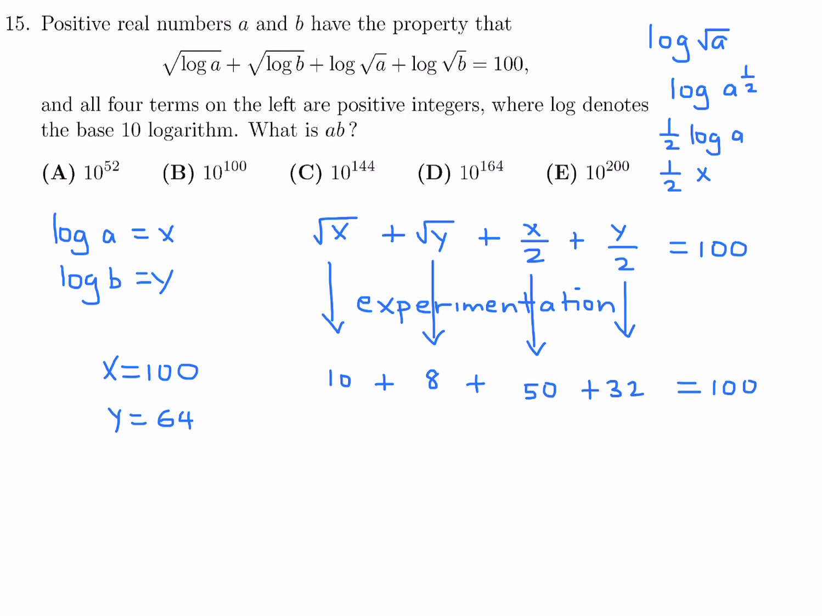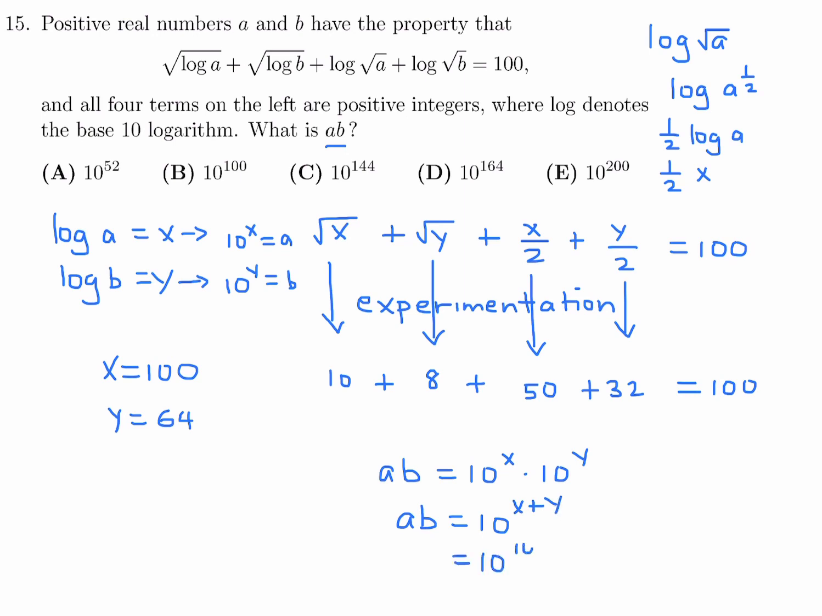So now what do they want? They want a times b, right? Okay, well, this gives me that 10 to the power of x is a. And this gives me that 10 to the power of y is b. So a times b is 10 to the power of x times 10 to the power of y, which is 10 to the power of x plus y. And it looks like x plus y would be 100 plus 64, which is 10 to the power of 164 for AB. There you go. So number 15, the answer is D.